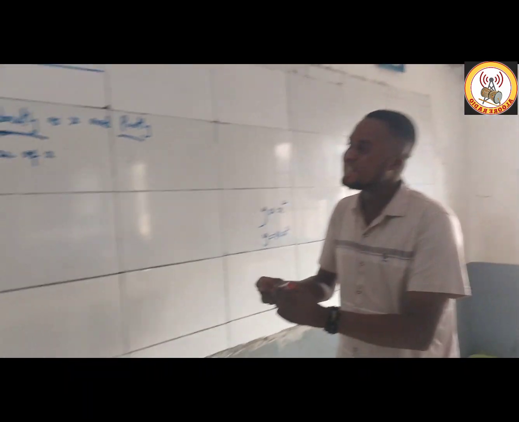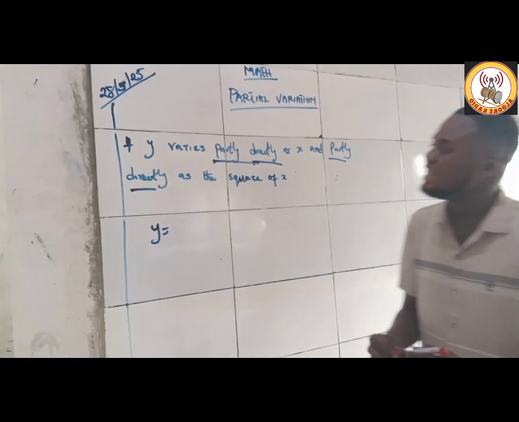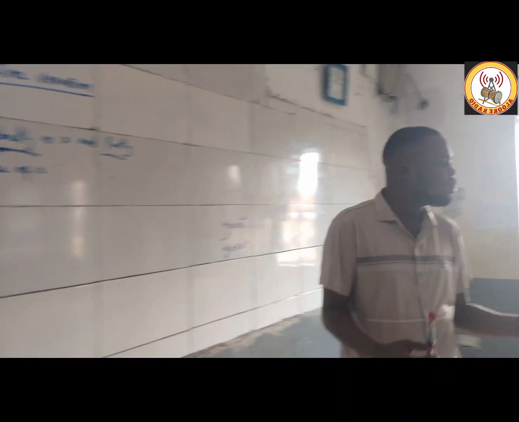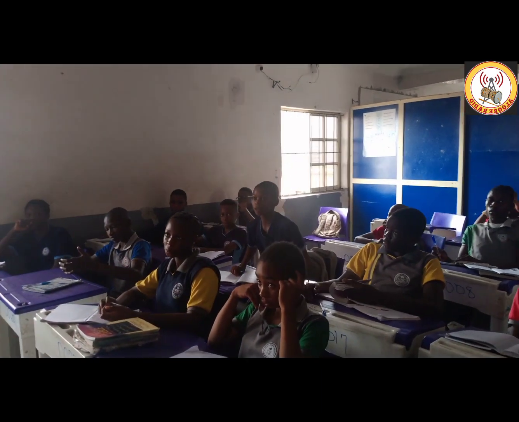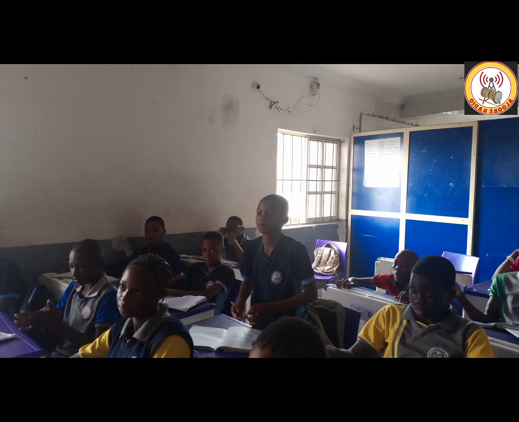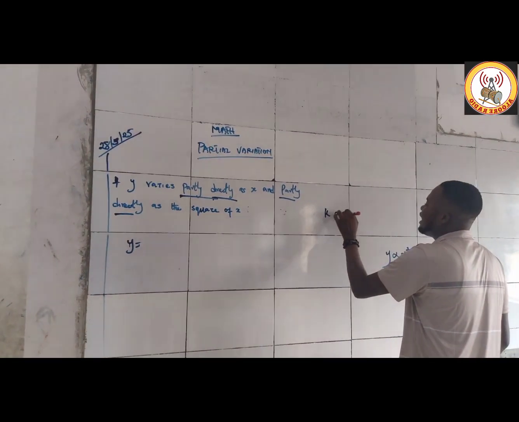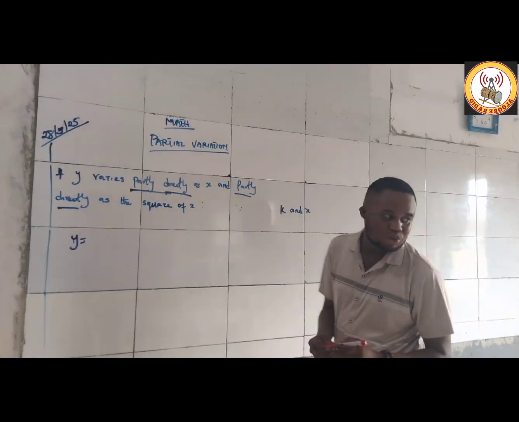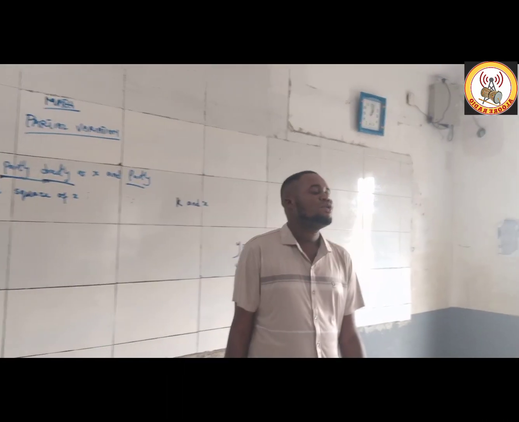Yes. So now, in this case, they said y is partly directly as x. Now, I want somebody to choose a constant for me. Choose k and what? K and x. We are using k and x. Now we just use k and x. I've chosen k and x. Are you getting me now? So now we are using k and x.